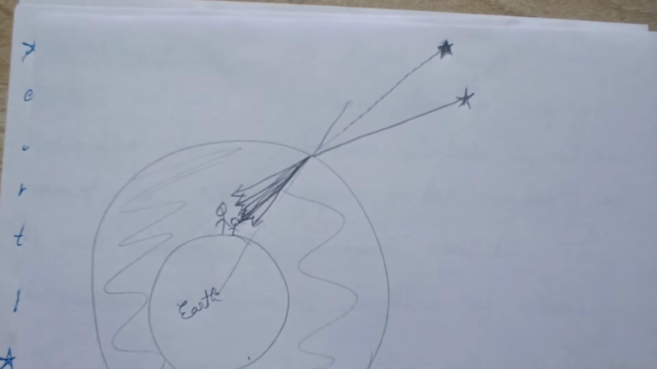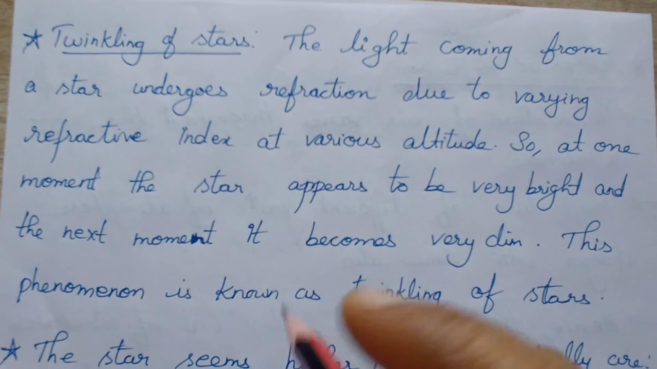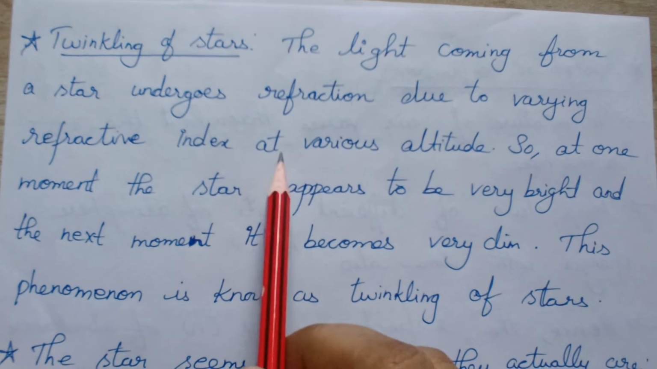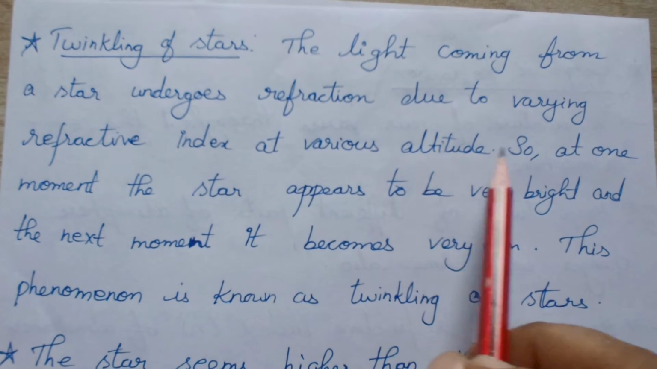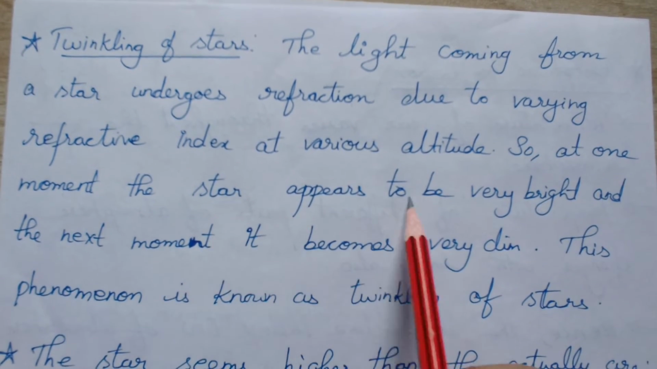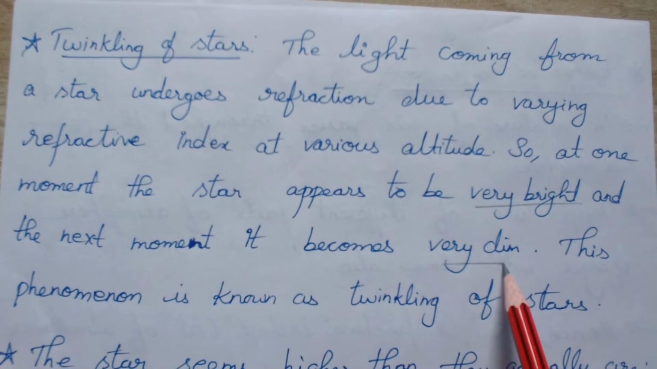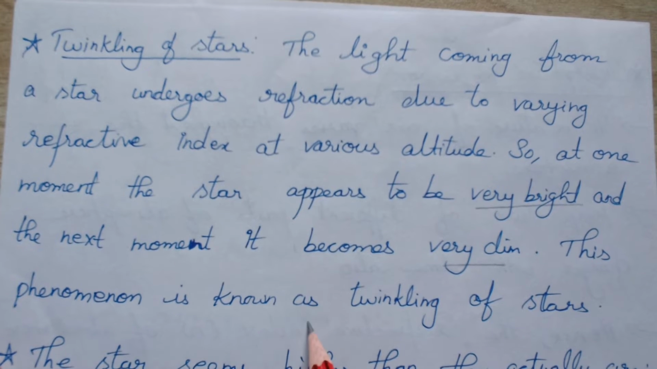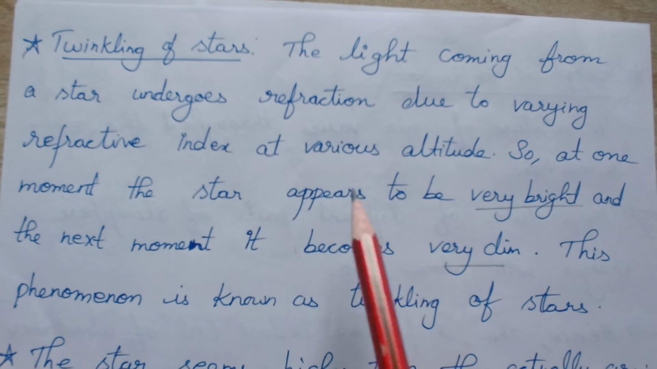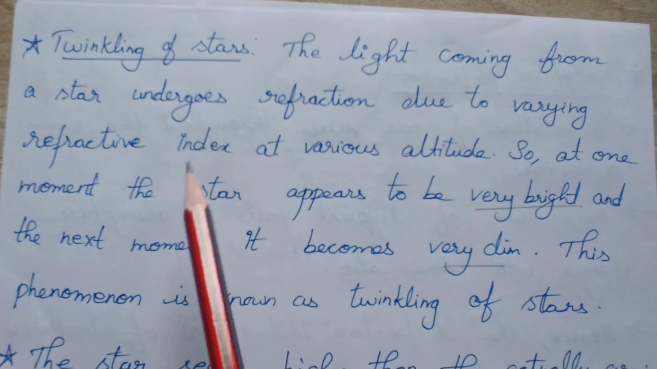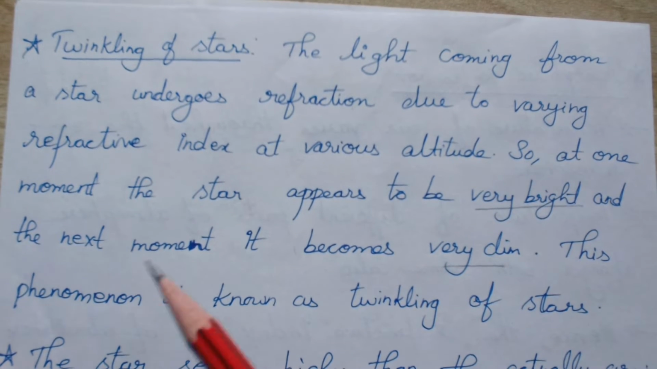So the light coming from the star undergoes refraction due to varying refractive index at various altitudes, right? One moment the star appears to be very bright, and the next moment it becomes very dim. This phenomenon is known as twinkling of stars, because of this variation of the temperature and the refractive index, which is not constant.